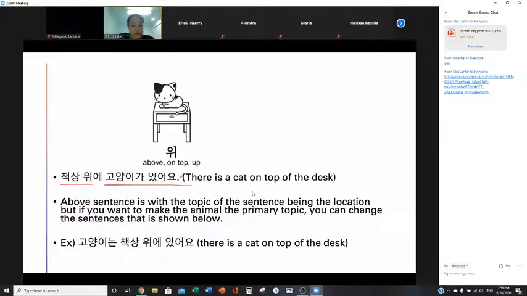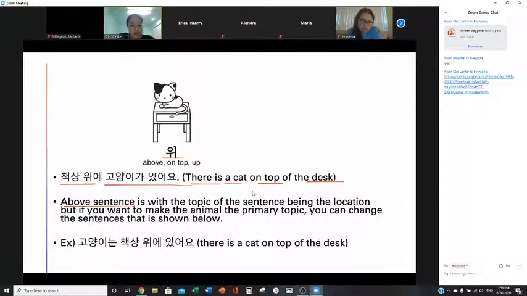We just learned that 있어요 is there is, 고양이가, right? A cat on top of the desk. 위 is on top. And then 에 was added as the location marker, and then they're saying what object? The desk, 책상 위에 고양이가 있어요.